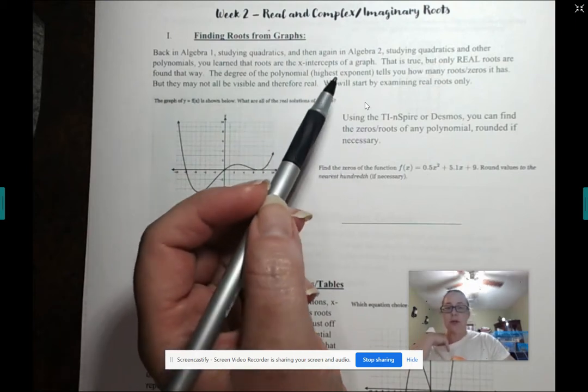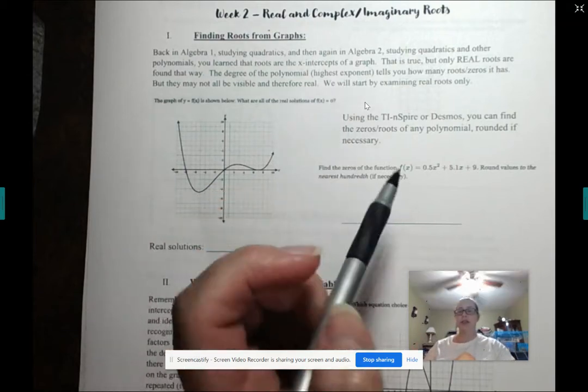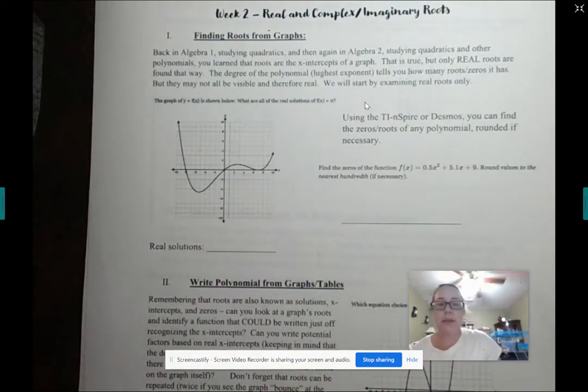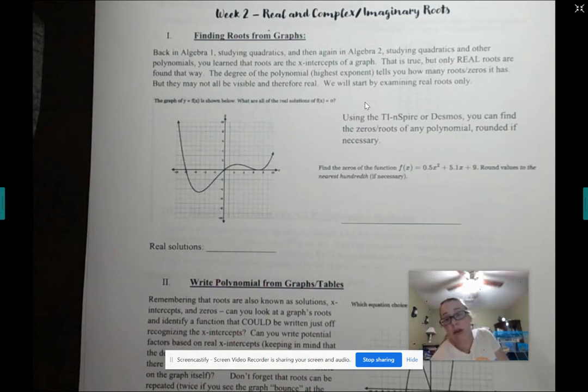The degree of the polynomial, which is your highest exponent, tells you how many roots or zeros it has, but they may not all be visible and therefore they're not all real. We're going to start just by looking at real roots.